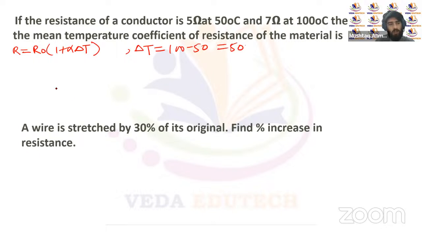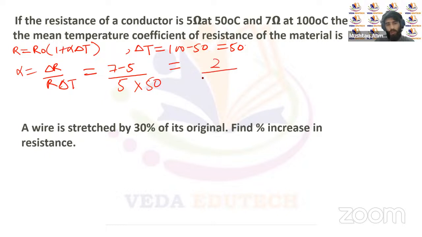Our alpha is delta R upon R delta T. Delta R here is 7 minus 5, upon R, where R is the initial resistance at 50 degrees centigrade, that's 5, divided by delta T, that's 50. So it will be 2 upon 250, or we can write it as 1 upon 125. This is the value of alpha for this question.